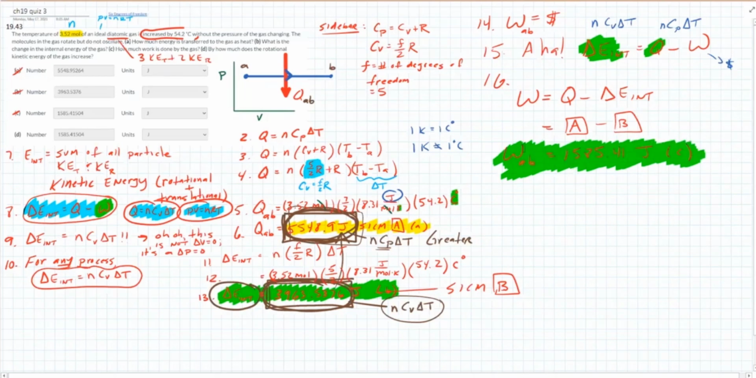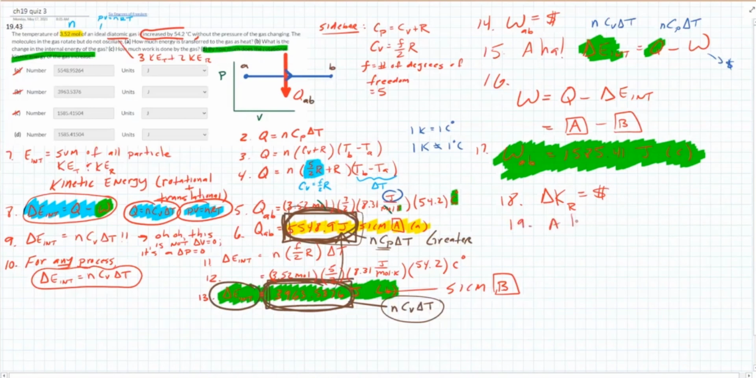All right. Last part. How much of this increased kinetic energy was rotational? If you read part D, it's saying, by how much does the rotational kinetic energy of the gas increase? And I can kind of make short work of this, I think, because number 18 says, what is the change in rotational kinetic energy? That's how I'm going to write it, dollar sign. This is what we're after.